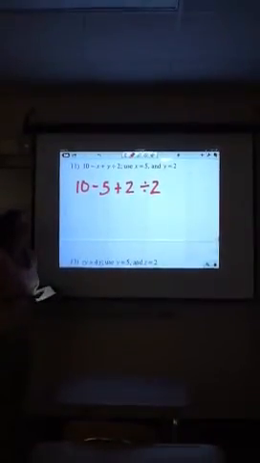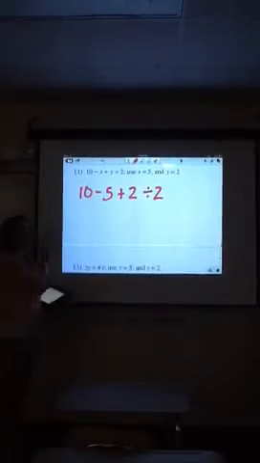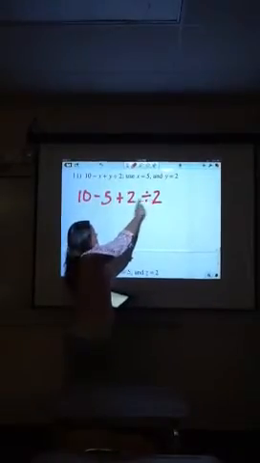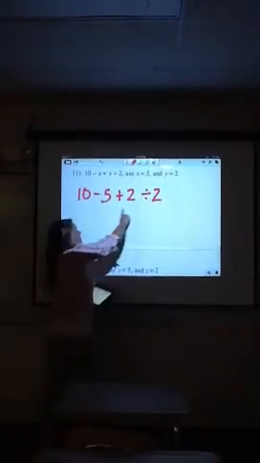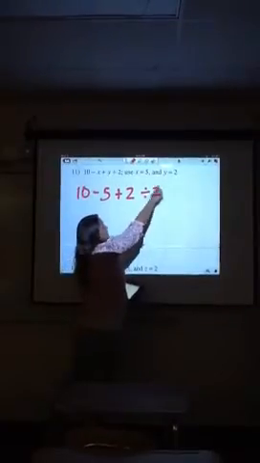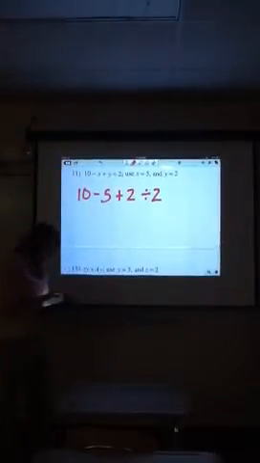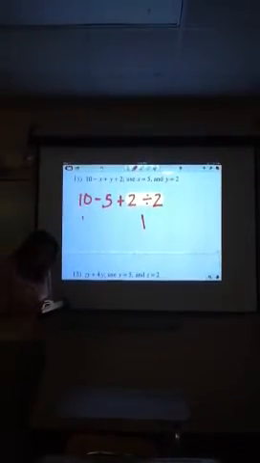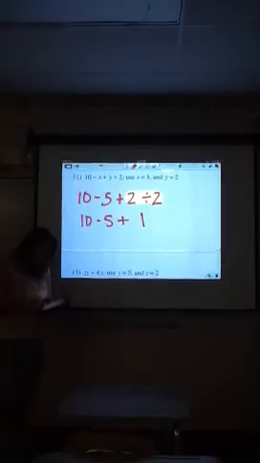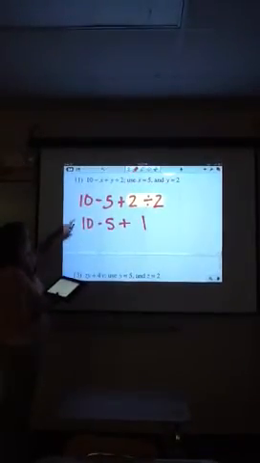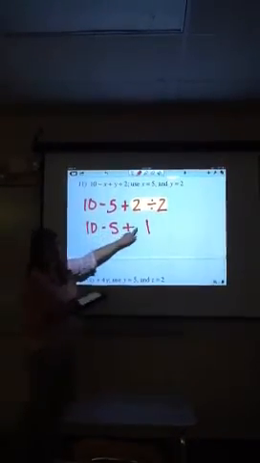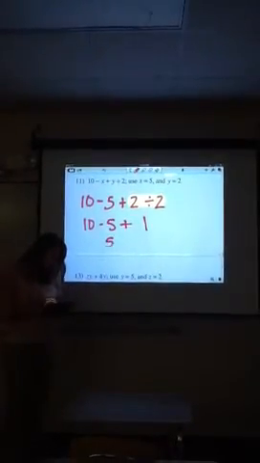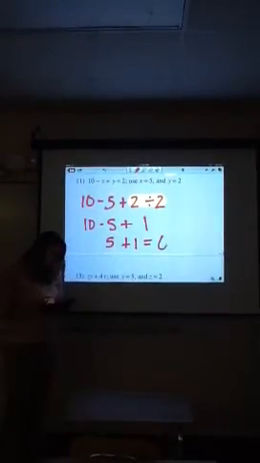Now this is a pretty tricky one when it comes to order of operations. The first thing we want to do here is the division. Okay, it's very tempting to add all of this up or subtract and add first, but the first thing we want to do here is just 2 divided by 2, which we know is 1. After we've simplified that, then we just have subtraction and addition left. We work from left to right. 10 minus 5 first, leaves me with 5, plus 1, which is 6.